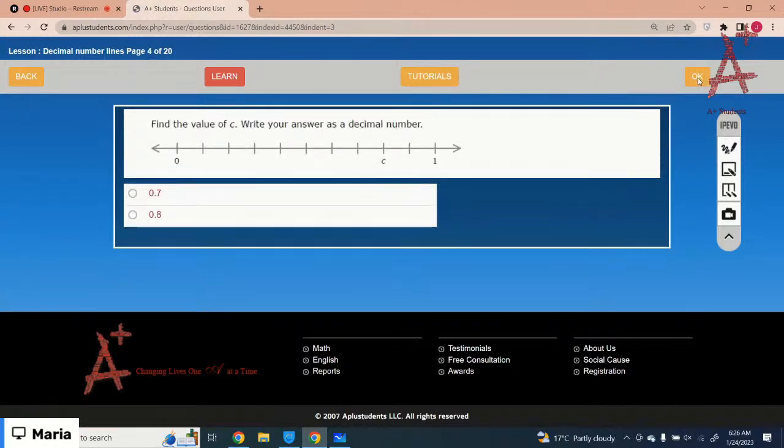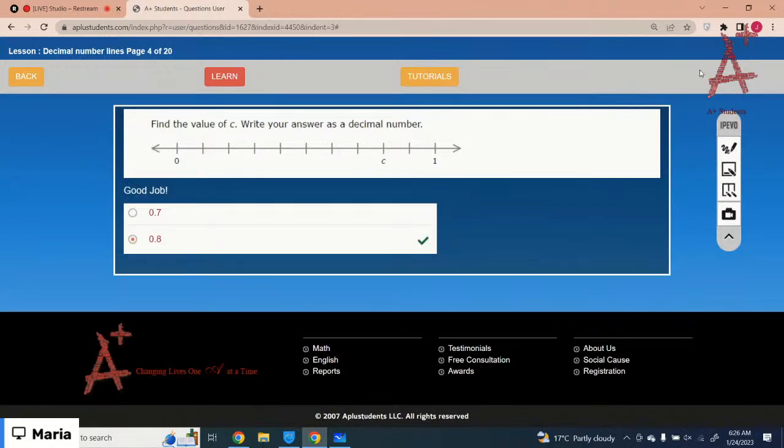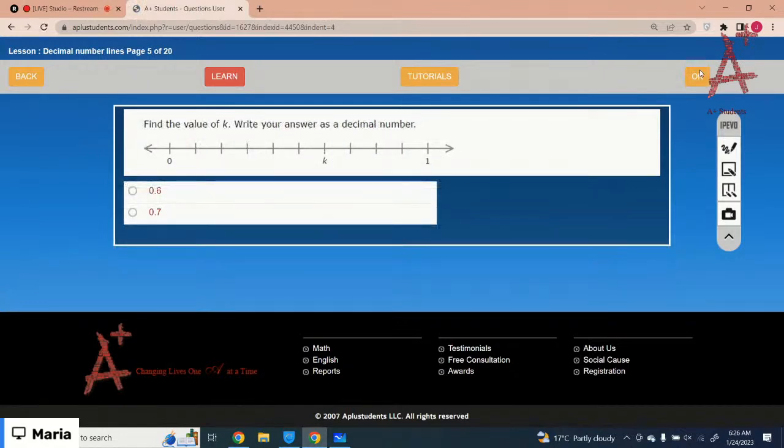Okay, find the value of c, write your answer as a decimal number. So what is the value of c? So the value of c is, yes, it is 0.8. Very good. What is the value of k? Write your answer as a decimal number. So what is the value of k?